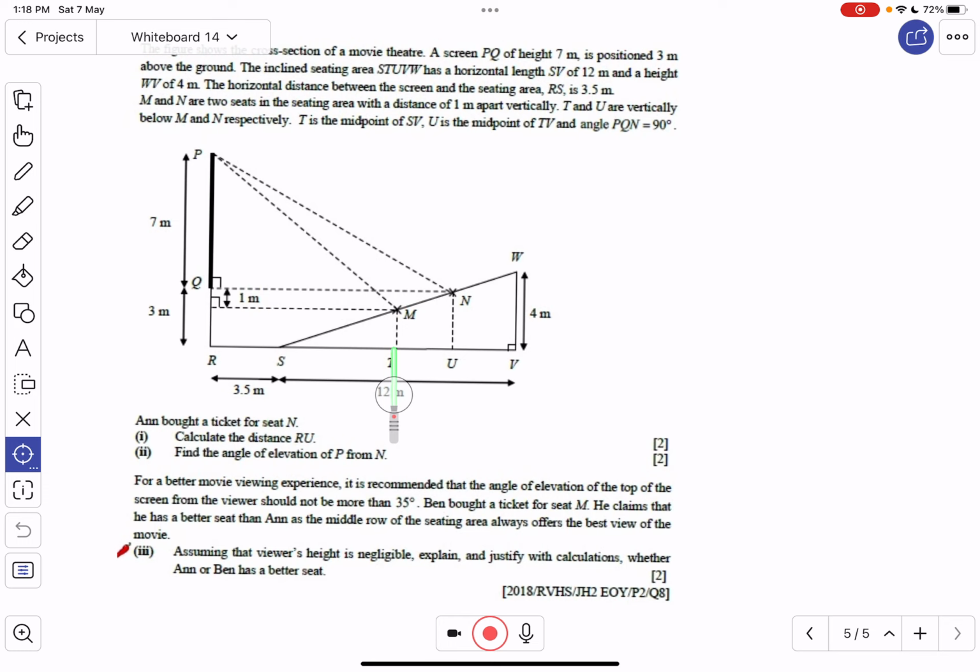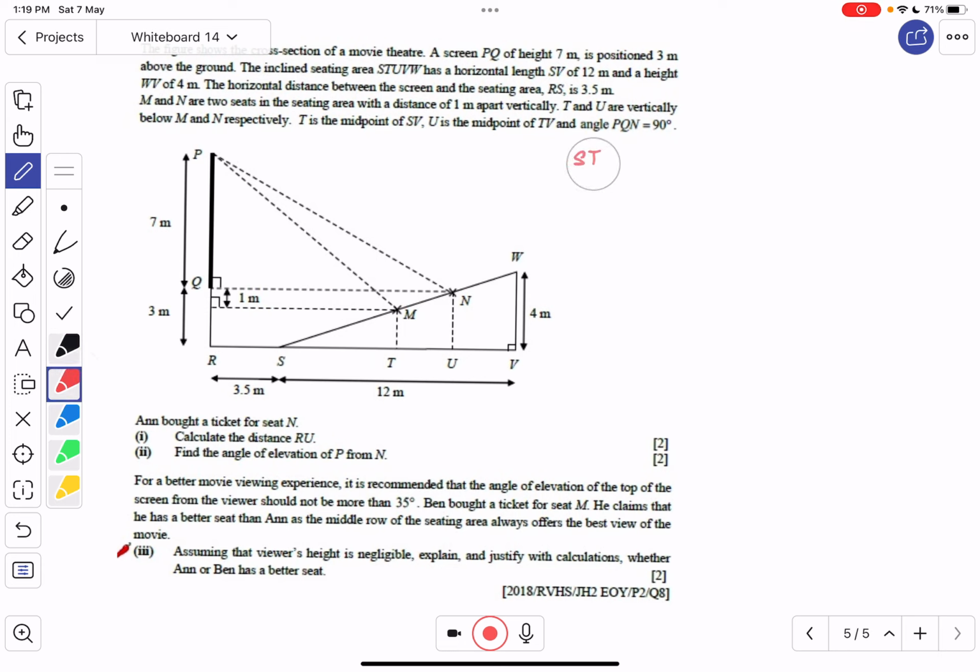Now T is the midpoint of SV and U is the midpoint of TV, and the angle PQN is 90 degrees. So first, we have to calculate the distance RU. If we look at how RU is formed, RU is basically RS plus SU. Given that T is the midpoint of SV, ST would be equal to 6 meters, because it is the midpoint of SV. So this is 6 meters.